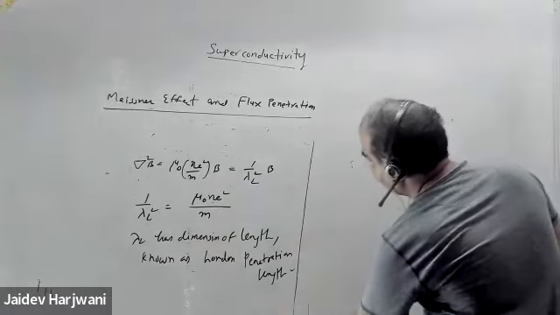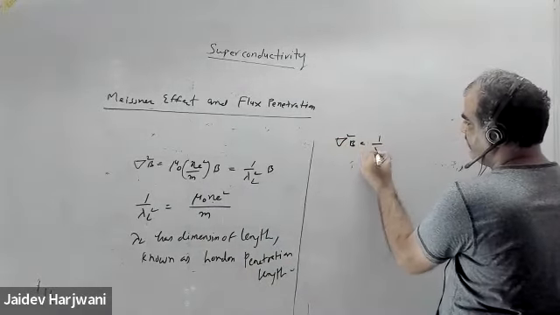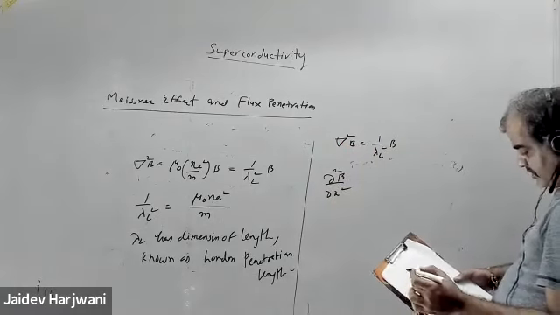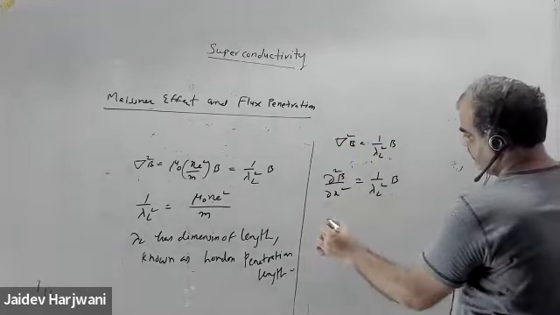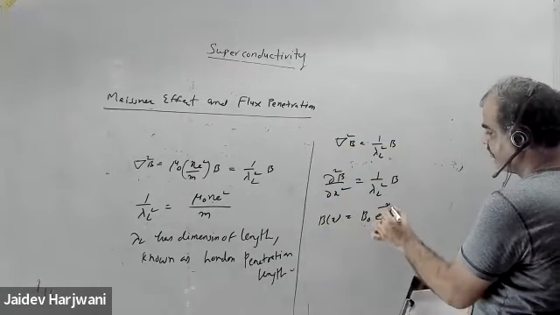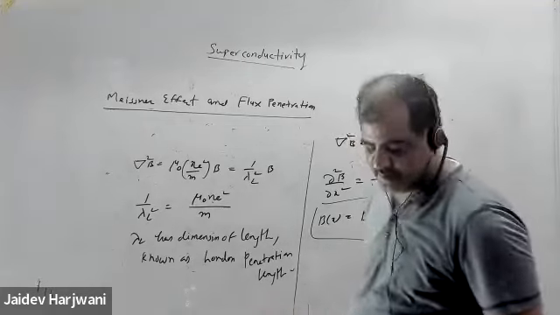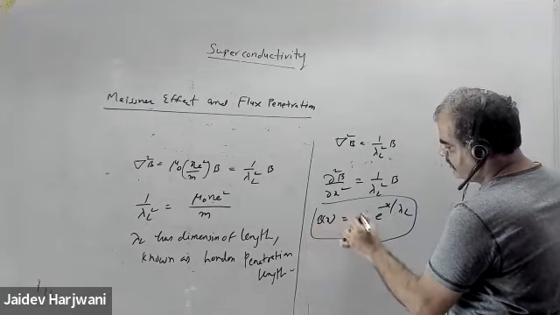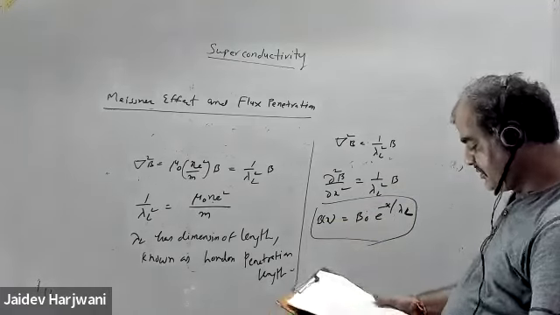How? Suppose I write the one-dimensional form of the same equation: del square B upon del x square equals 1 upon lambda L square times B. The solution of this equation is B of x equals B naught e power minus x upon lambda L.